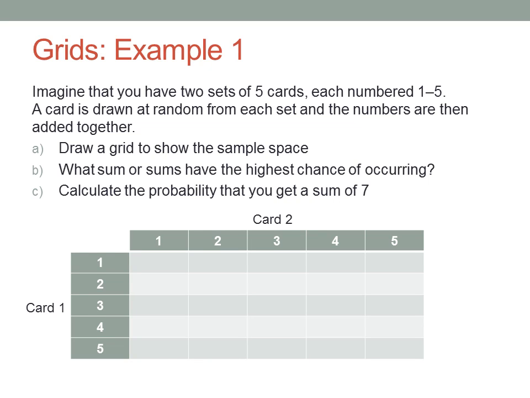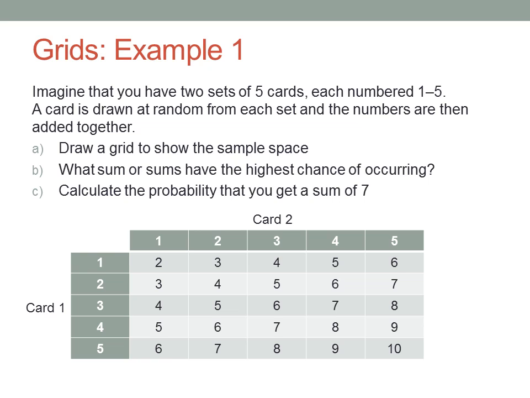First, draw a grid. The two sets of cards become the rows and columns of the grid. In each cell inside the grid, we're going to put the sum of the numbers on each card, because the experiment says we're going to be adding together the two numbers we get.